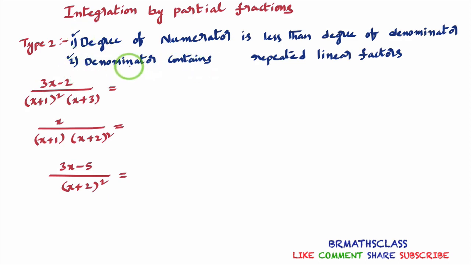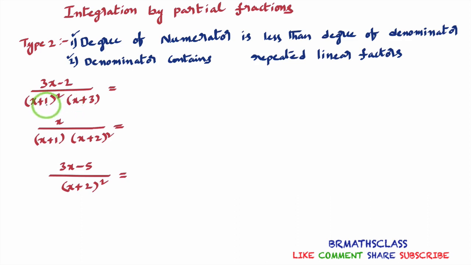Second condition, you observe here, denominator contains repeated linear factors. You observe the first condition is satisfied. Now the second one. x plus 1 is a linear factor because its degree is 1. Here x plus 1 whole square is there. x plus 1 whole square means x plus 1 into x plus 1. It tells you that the denominator contains a repeated linear factor, and x plus 3 is there. x plus 3 is a non-repeated linear factor. However, we consider this as a denominator containing a repeated linear factor.